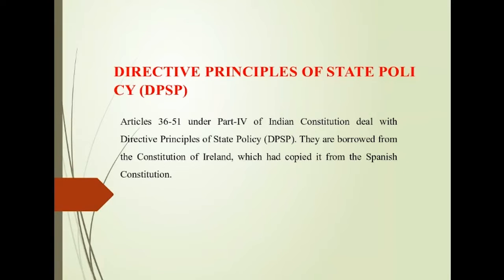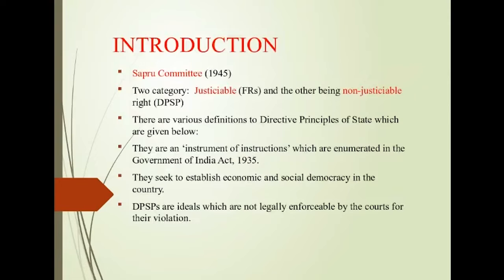Articles 36 to 51 under Part 4 of the Indian Constitution deal with Directive Principle of State Policy. They are borrowed from the Constitution of Ireland, which copied it from the Spanish Constitution. What are Directive Principles of State Policy? The Sapru Committee in 1945 suggested two categories of individual rights, one being justiciable and the other being non-justiciable. Justiciable rights are known as fundamental rights and non-justiciable rights are known as Directive Principles of State Policy.